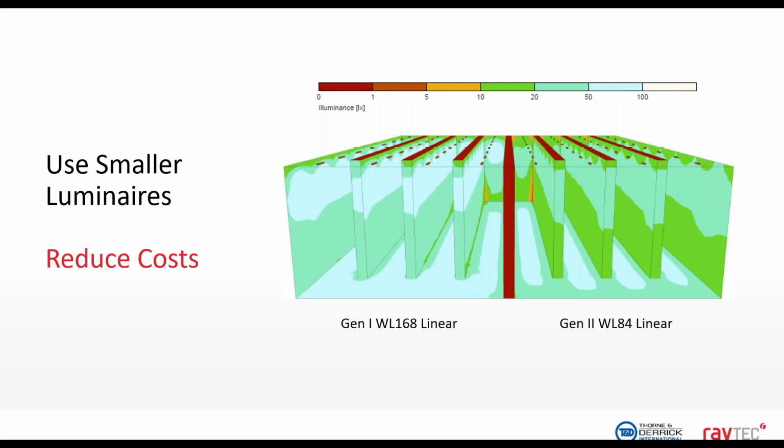The upshot of this, despite using a smaller linear on the Gen 2 design on the right, is that both are delivering exactly the same performance on the ground. So these are actually providing 57 lux. That's a 12-meter mounting height.